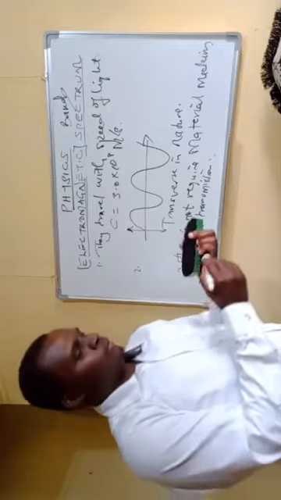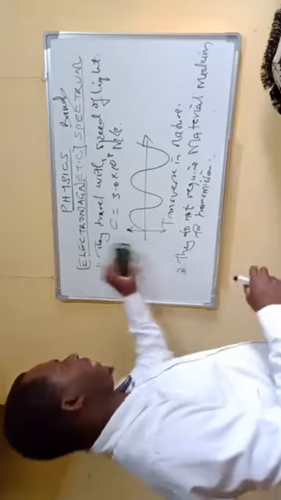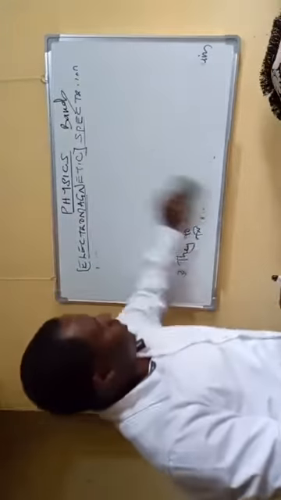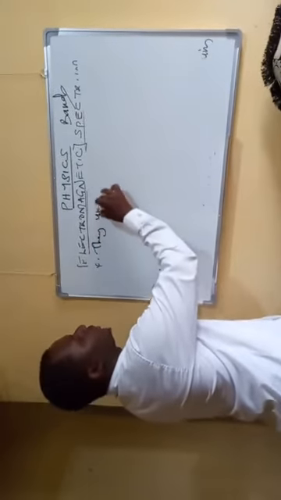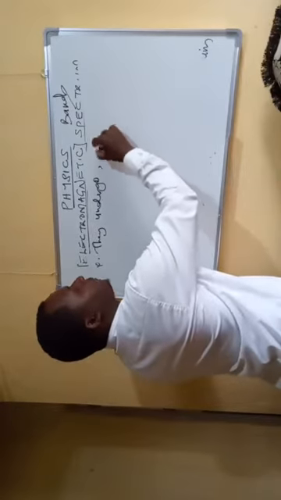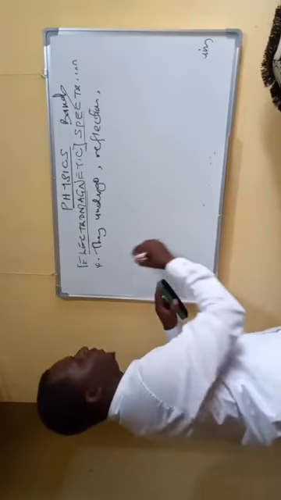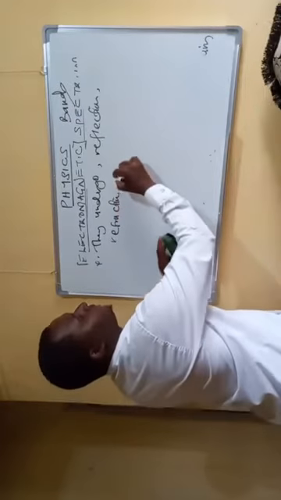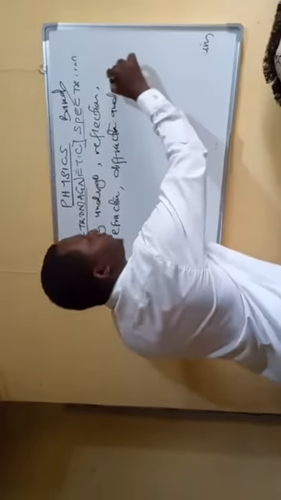The other property of electromagnetic waves is that they undergo the following phenomena: reflection, refraction, diffraction, and interference.